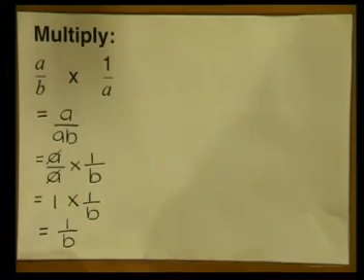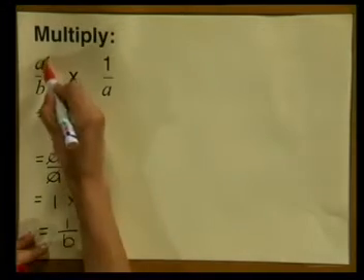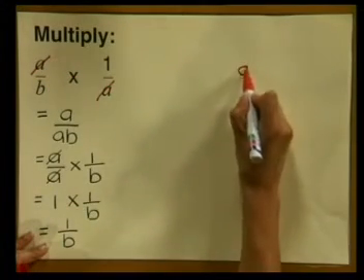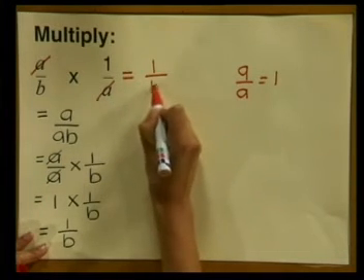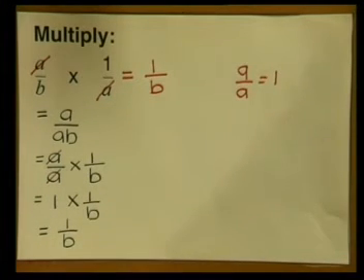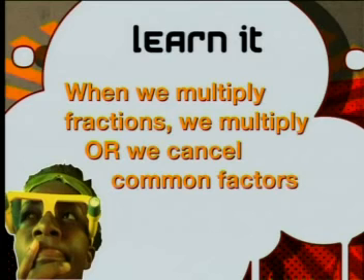But now let's go back and look at this carefully. Notice we could have cancelled the a's immediately because a over a equals 1 and we would have been left straight away with 1 divided by b. And note it gives us the same answer. What have we learned from this? Well, let's add to the rule that we've just learned. When we multiply fractions, we multiply the numerators by the numerators and the denominators by the denominators, or we cancel common factors.